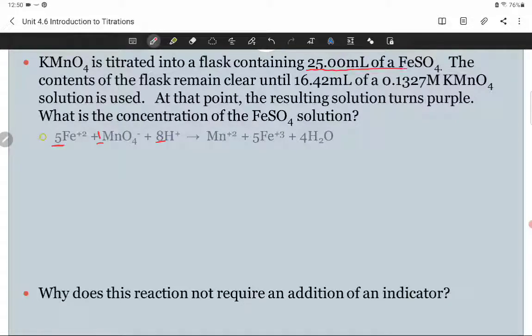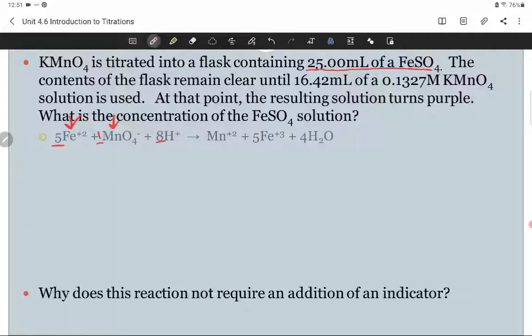So we have iron sulfate. Where is iron sulfate? There's iron sulfate. How do I know that? Because you need a +2 Fe to go with a -2 SO4. And then we have potassium permanganate, and there is our permanganate. So this is written ionically. So those are the 2 chemicals in question for this one.